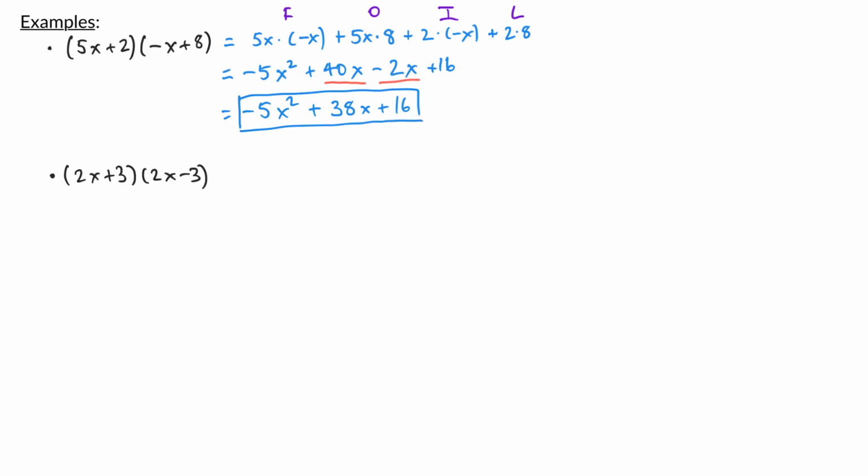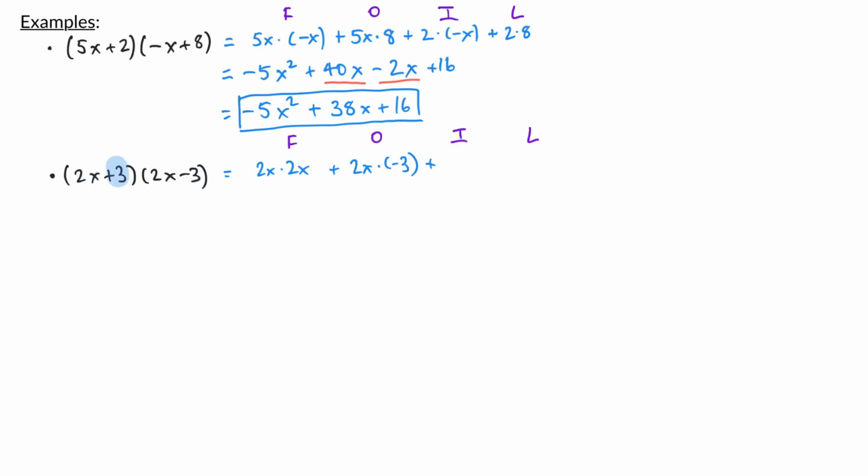In our next example here, we have 2x plus 3 times 2x minus 3. Again, we're going to use the FOIL method. F for first, O for outer, I for inner, and L for last. The first terms of the product are 2x and 2x. So I have 2x times 2x plus the outer terms are the 2x and the negative 3. So I have plus 2x times negative 3.